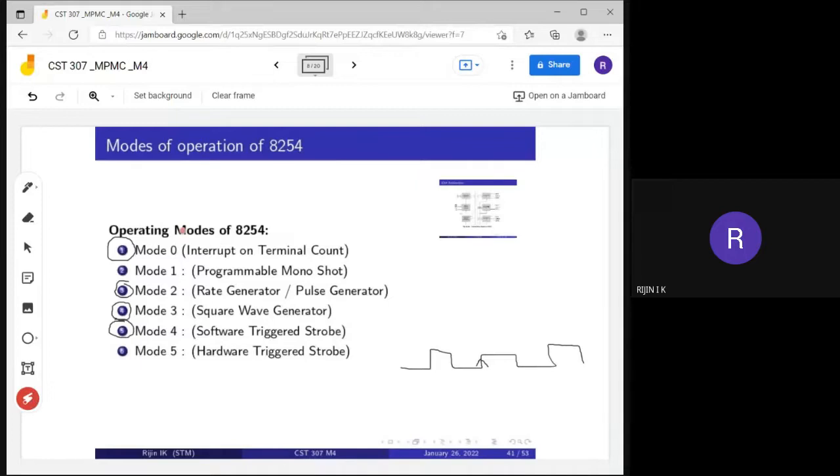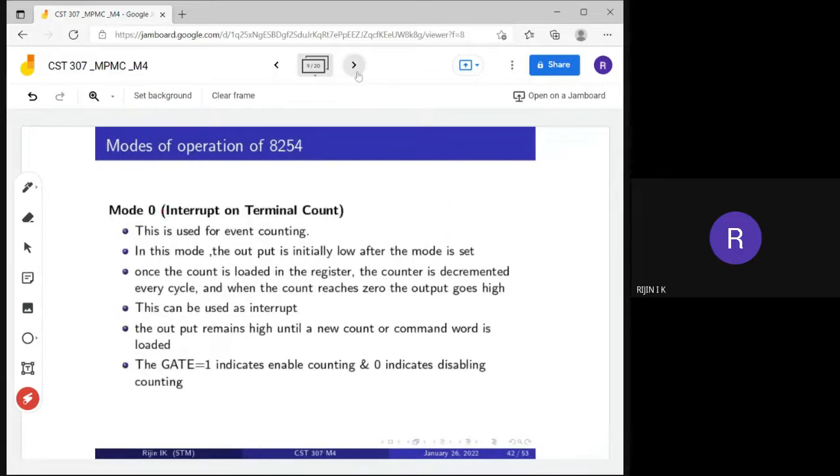So these are the different modes. Mode 0, mode 2, mode 3, mode 4 will automatically start decrementing when the gate input is high. But in mode 1 and 5, it will start decrementing only when the rising edge of the gate signal occurs. So that's all about the different modes. Now we can discuss mode 0, mode 1 in detail.